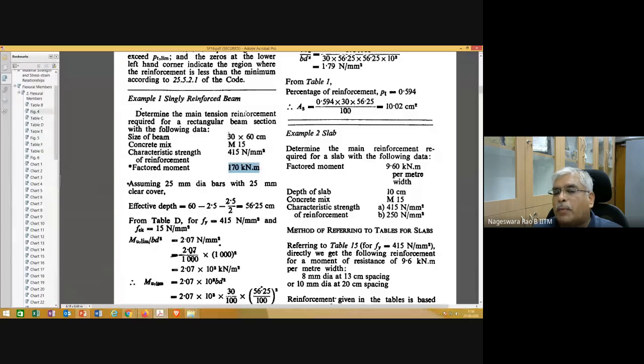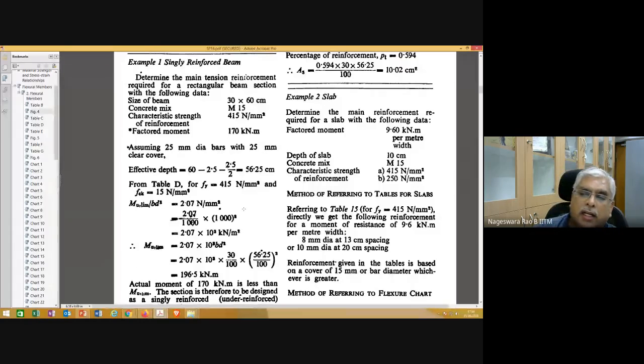Now coming back to this problem, section dimensions are given, grade of concrete is given, grade of steel is given, and the design moment is given. This is the overall section dimension. Assuming some cover depth, you can find the effective depth. Once you get the effective depth, you make use of it in calculating Mu divided by bd squared. For looking at the charts, that effective depth you need to use.